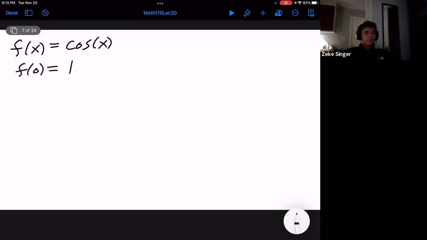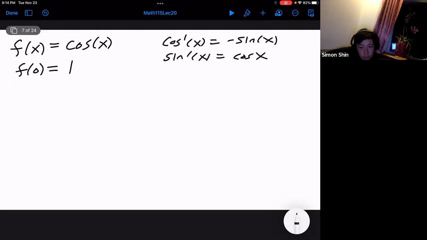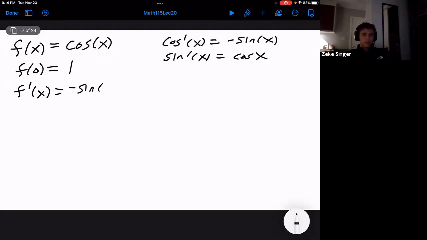Yep. Okay. And remember, what's the derivative of cosine? Minus sine of x. Excellent. And what's the derivative of sine of x? Cosine. And we have to be working in radians for this. Yes. So what's f prime of x? Well, it's minus sine of x.